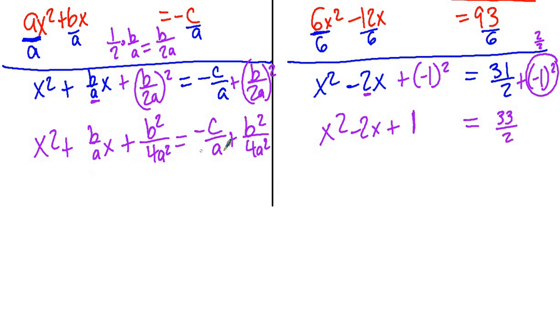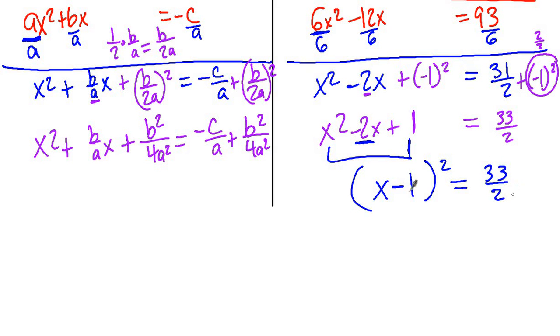Or actually, we'll come back to that in just a sec. Let's continue with the other side. I want to fix this first. So this is now a perfect square that can factor. That's the same as x minus 1 squared. The minus 1 came from half of this number, and that's still equal to 33 over 2.